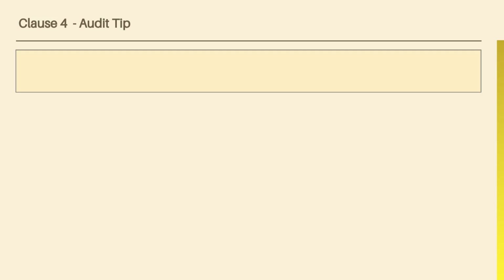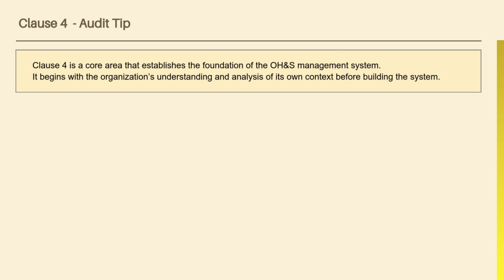Let's learn about the audit tips for Clause 4. Clause 4 is the starting point of the system. During the audit, it is essential to check whether analysis has actually been conducted, how requirements are reflected, and whether the scope is clearly defined.